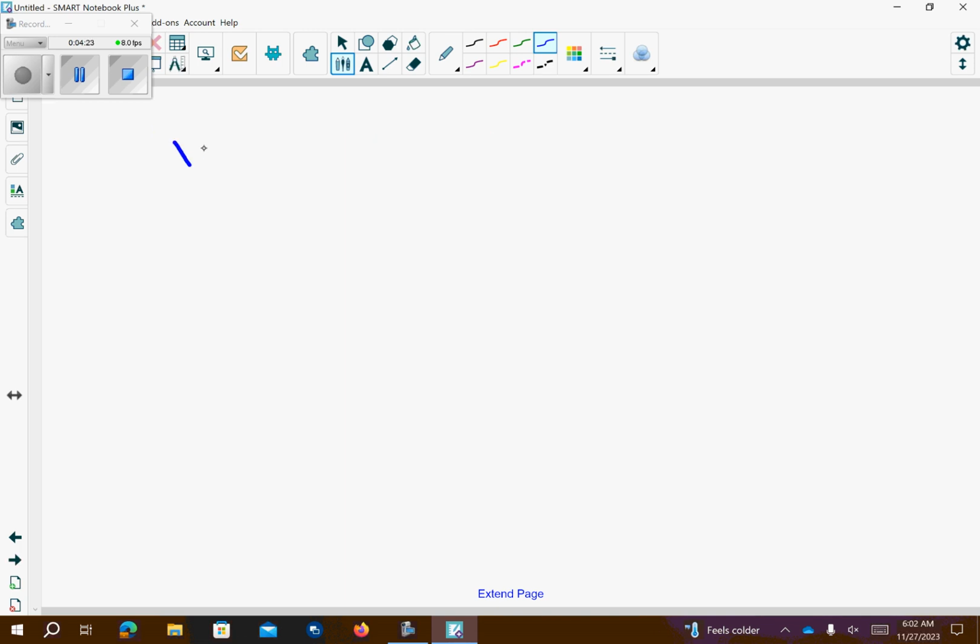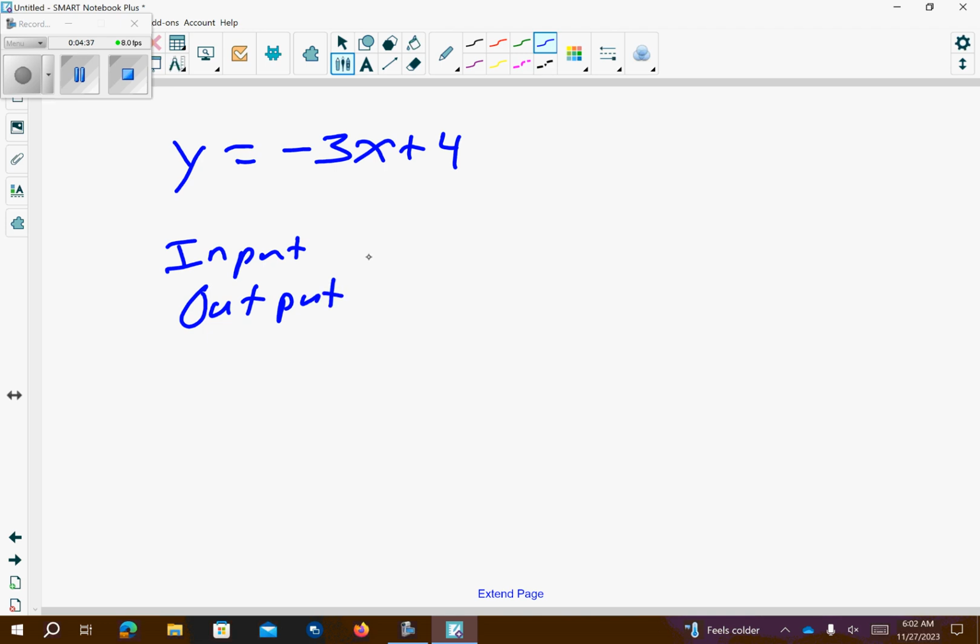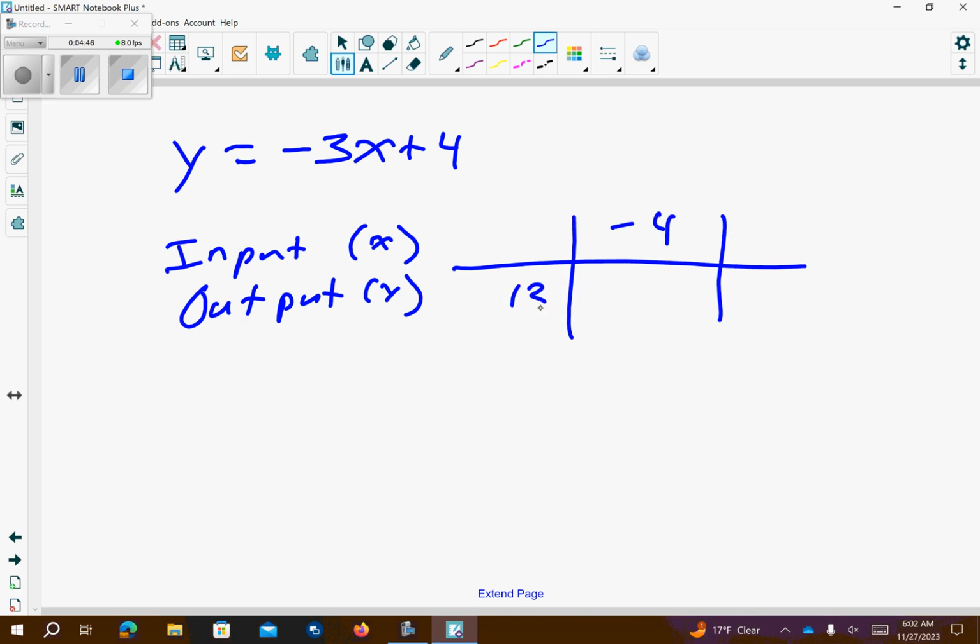Now they have it set up as a grid, and they have it just set up as y equals. They've gone back to y. We'll flip-flop between x and y, or f at x and y. So the input is the x, the output is the y, and they want us to complete this grid. So they have negative 4 here, they have 13 here, they have negative 14 here.